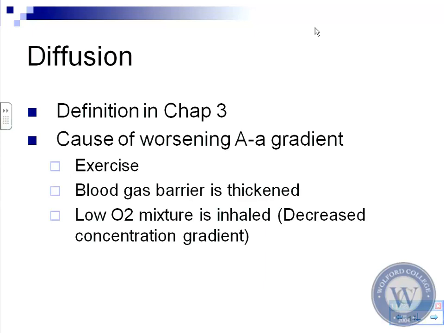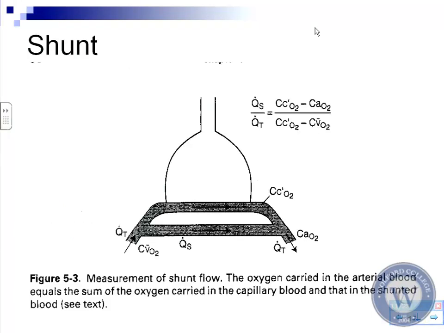Okay? And if you're at rest, you're not going to really pick it up, but if you try to exercise this person or move them around, you're going to pick it up a lot faster. Also, if you go up in altitude, it's going to be much more noticeable. The patient has a blood gas barrier that's thickened, and if a low oxygen mixture is inhaled, you get a decreased concentration gradient, and the AA gradient becomes very much more significant in that situation.